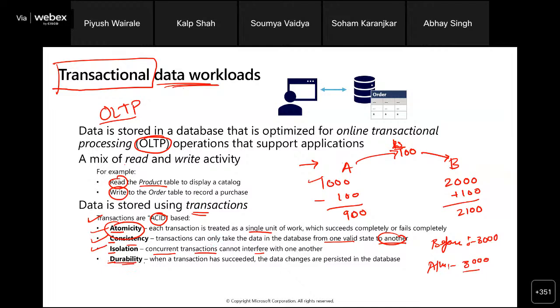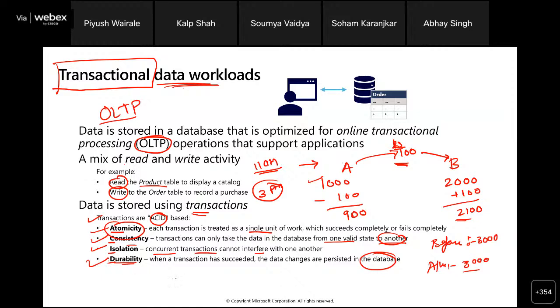Now, what is durability here? When a transaction has succeeded, the data changes are persisted in the database. What does it mean? Suppose I complete this transaction and 100 rupees got credited to account B. Say I did this transaction at 11 a.m. and my database failed at 3 p.m. It does not mean that the 100 rupees will go back to account A. My changes will still persist even if my database fails. That is basically durability.